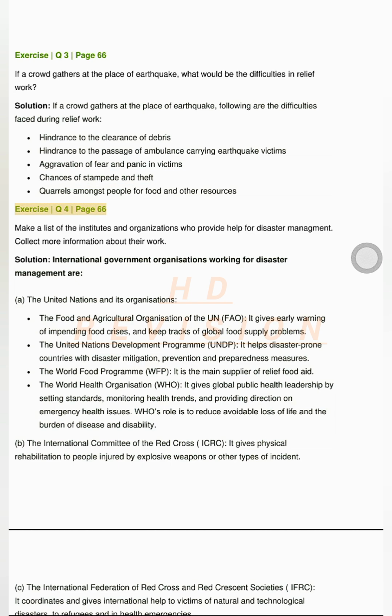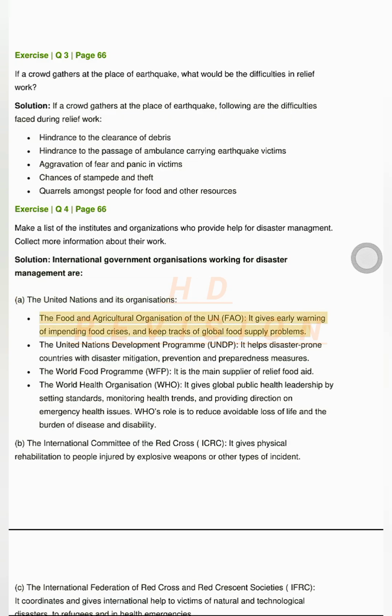Exercise Q4, page 66. Make a list of the institutes and organizations who provide help for disaster management. Collect more information about their work. Solution. International government organizations working for disaster management are: A. The United Nations and its organizations.